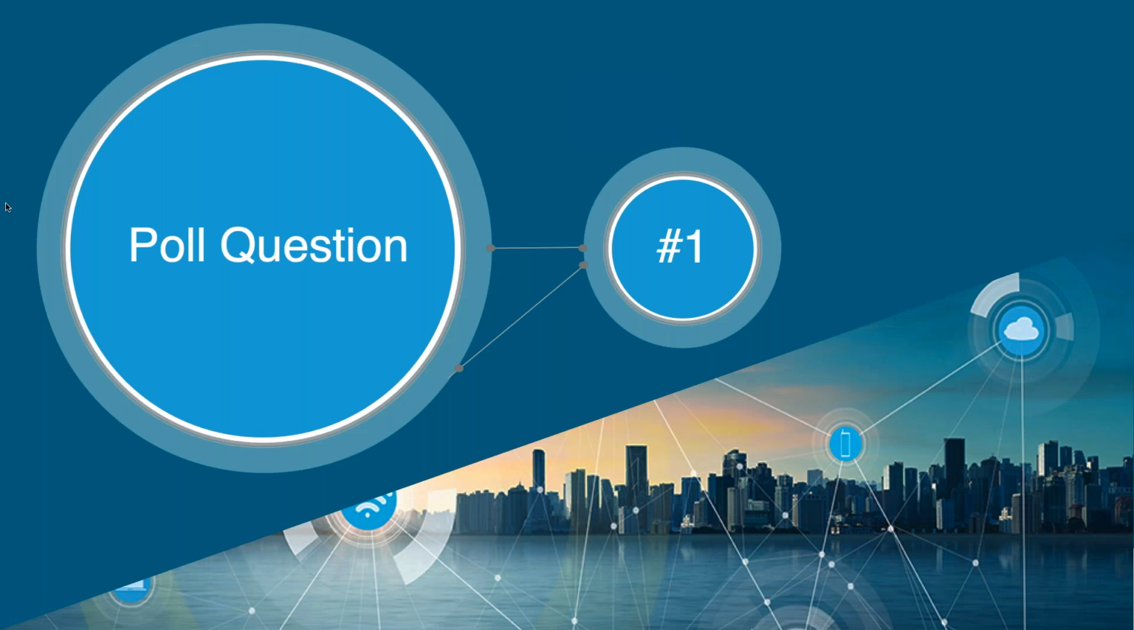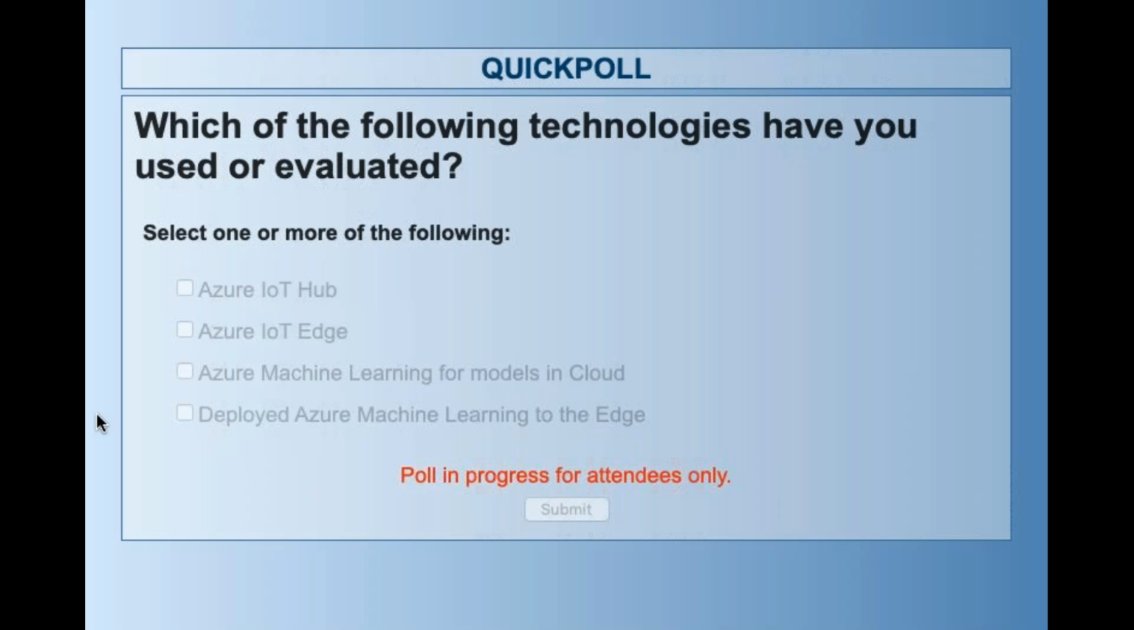So with that, we'd like to also get some input from our audience, and we've got our first poll question. So what we'd like to know is which of the following technologies have you used or evaluated? You can select multiple, but we'd like to know if you're using Azure IoT Hub, if you've considered or are using Azure IoT Edge, if you've looked at Azure Machine Learning for doing models in the cloud, or if you've evaluated actually deploying Azure Machine Learning to the edge. And again, you can select multiple responses, and we really appreciate everyone's feedback here. It gives us a good sense of how to focus to address your market needs.